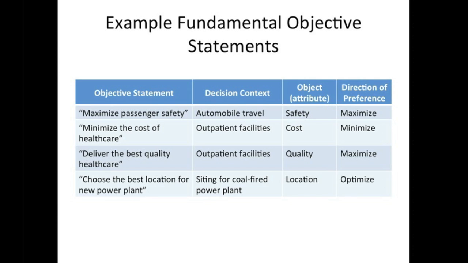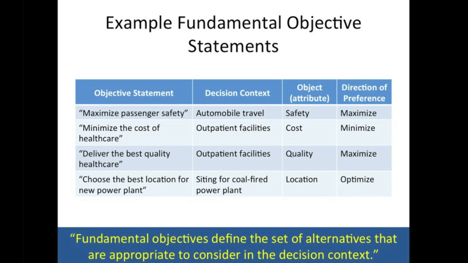Here are some examples of fundamental objective statements, and they're broken down so you can see the decision context, the object, and the direction of preference. As you can see, these fundamental objective statements are not complex. The key is further defining the three components of the statement so we're very clear about what we mean by the context, the attribute in question, and also what we mean by maximize. For example, how do we define safety or quality in this context? What would we consider to be the high end of our maximize scale?